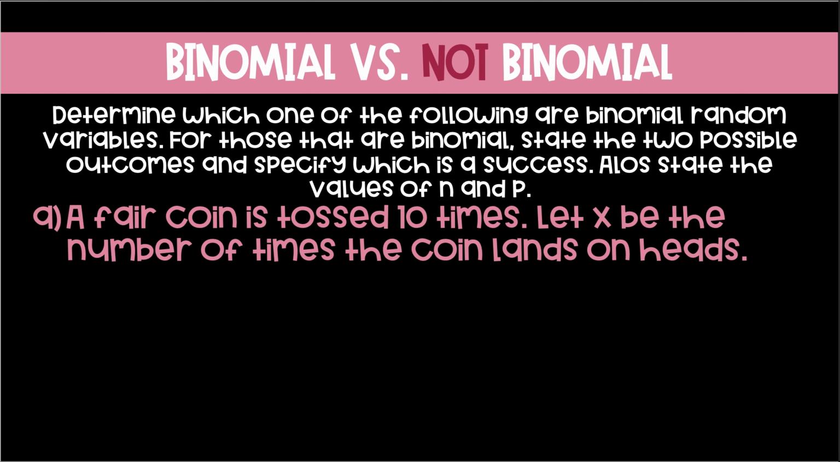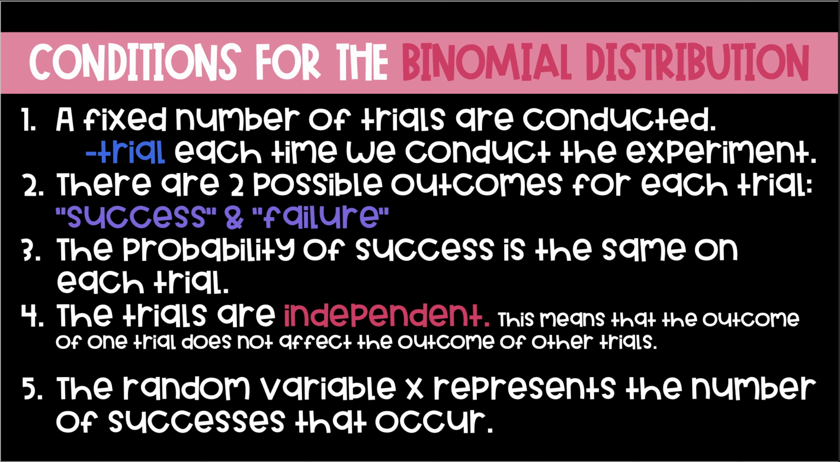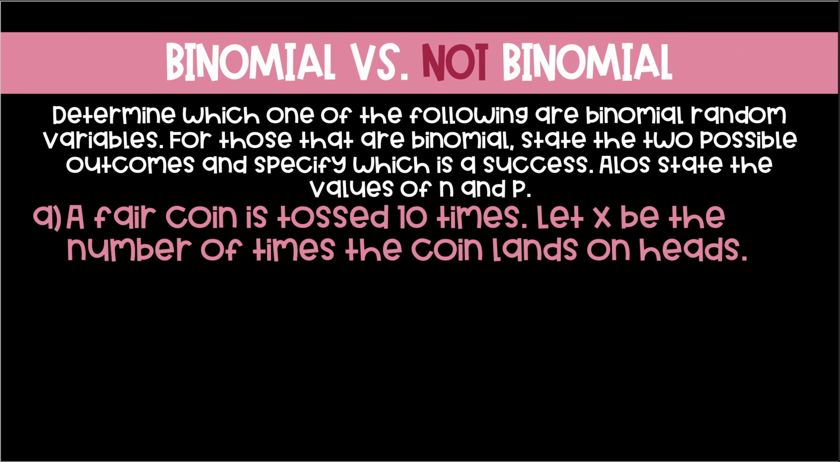Let's determine which one of the following are binomial, starting with letter A. A fair coin is tossed 10 times. Let X be the number of times the coin lands on heads. We have to check the four conditions to decide whether this random variable is binomial: that there's a fixed number of trials, that there are two possible outcomes, success and failure, that the probability of success in each trial is the same, and that the trials are independent.